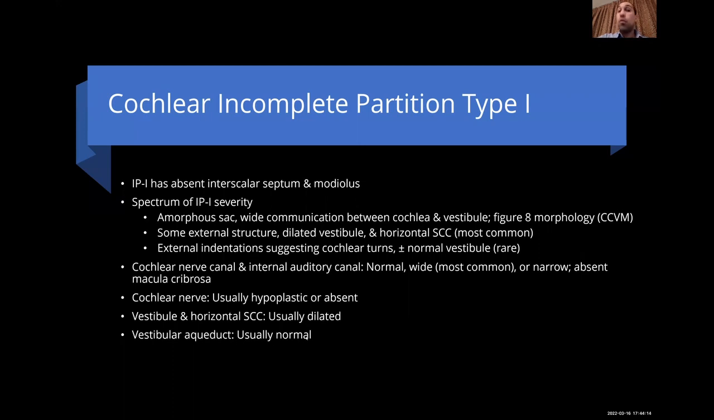Vestibular aqueduct, usually normal. So here, usually, the vestibular aqueduct is normal. On the other hand, in the previous type 2 Mondini, the vestibular aqueduct will be dilated. Vestibule here, usually dilated. It could also be dilated there, but not as common as here. Okay? The cochlear nerve, hypoplastic or absent. Can this patient have a cochlear implant or not? Mention it on the chat, please.